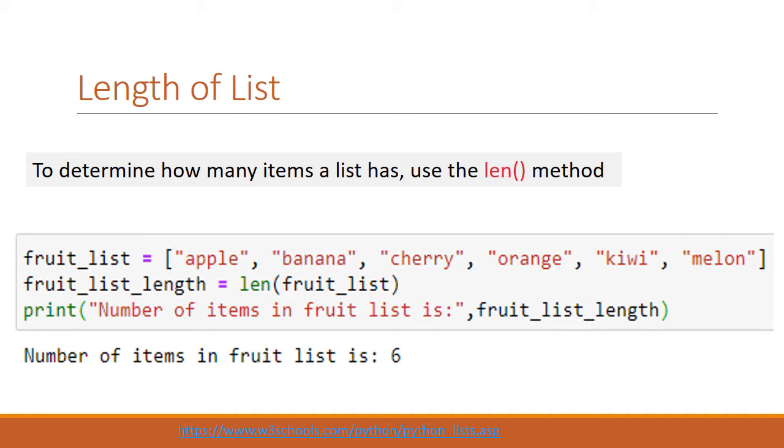Using the built-in length function, len, we can determine how many items are in our list. So in our example, we initialize fruit list, and then we can determine the number of elements in fruit list by calling the length function, len, with the fruit list as a parameter. This function will return the number of items in the list. And so you can see that we print out the number of items in fruit list is 6.